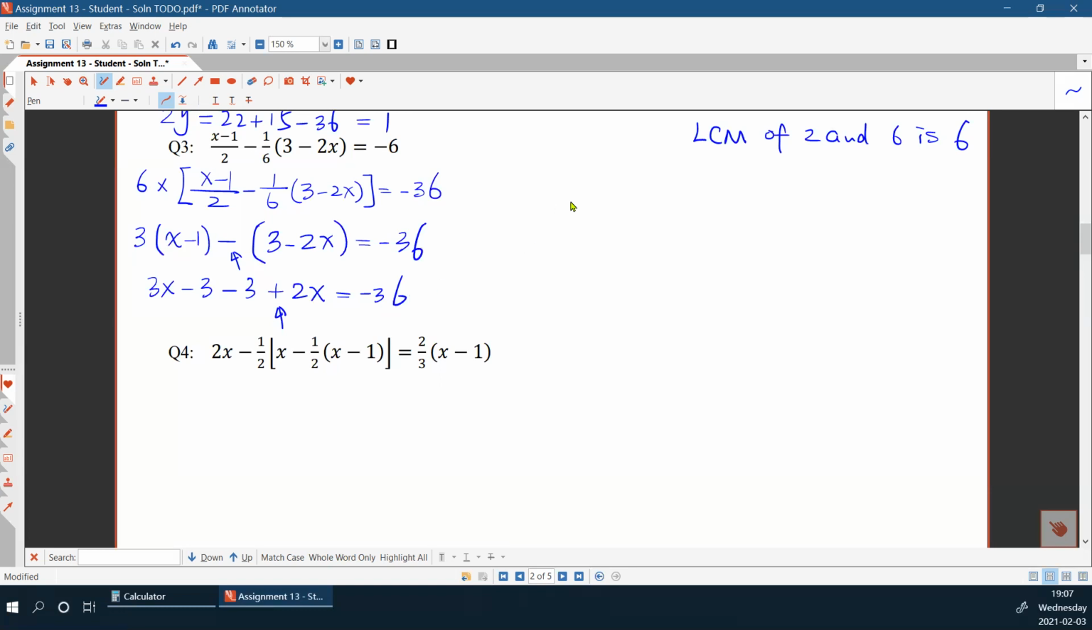Okay, and then we can merge all the x's, which gives us 5x, and put all the constants on the other side of the equation, which is minus 36 plus 6, which is minus 30, right? So finally, we have x is minus 30 over 5, which is minus 6. Okay, any questions?